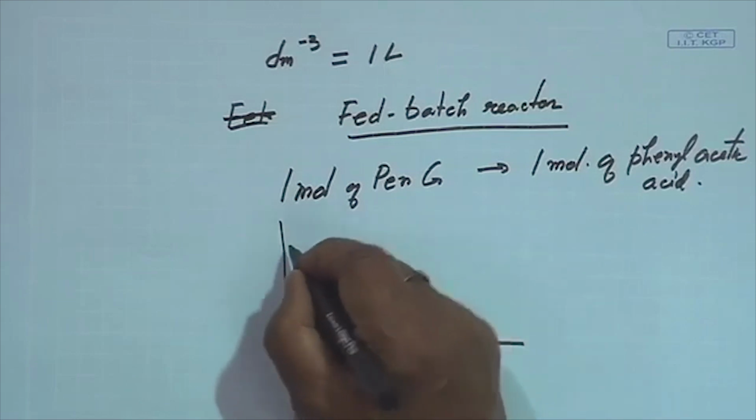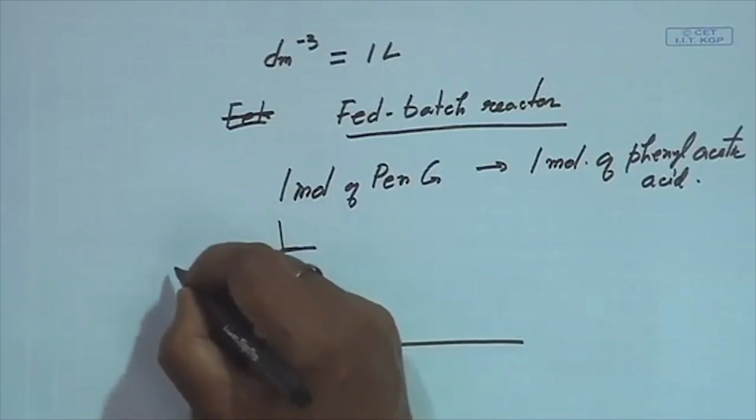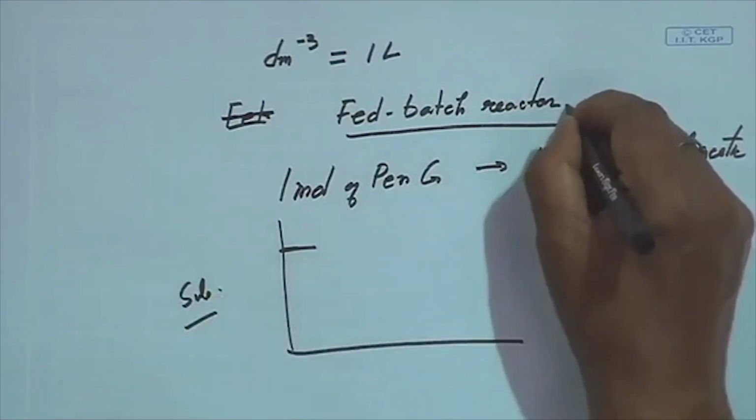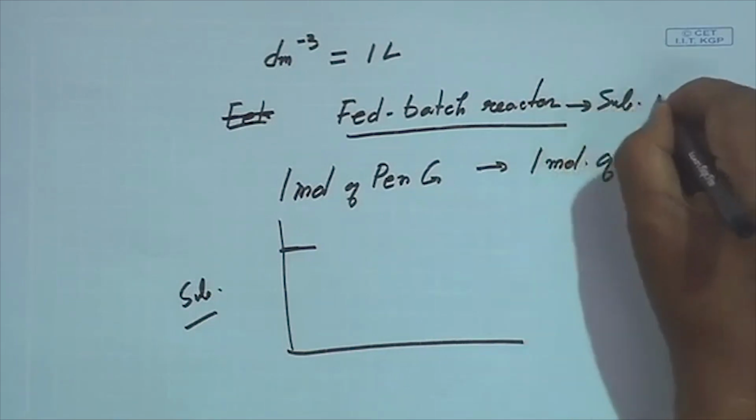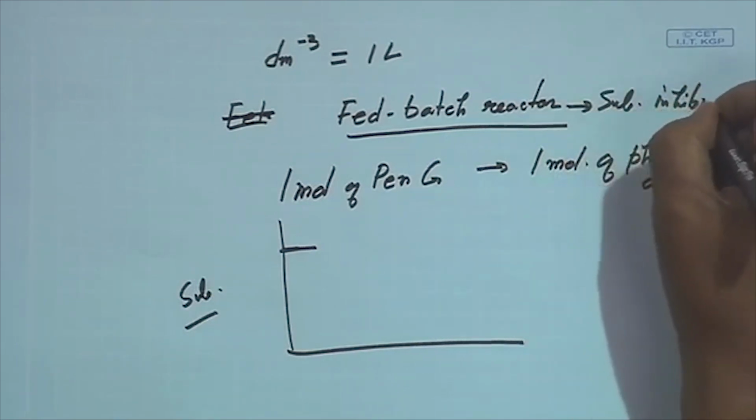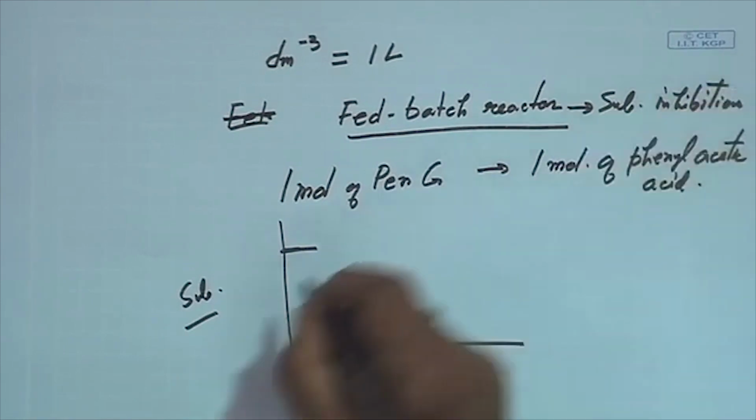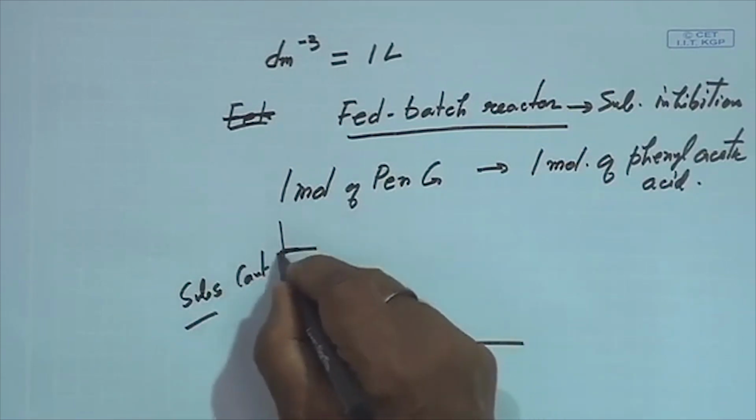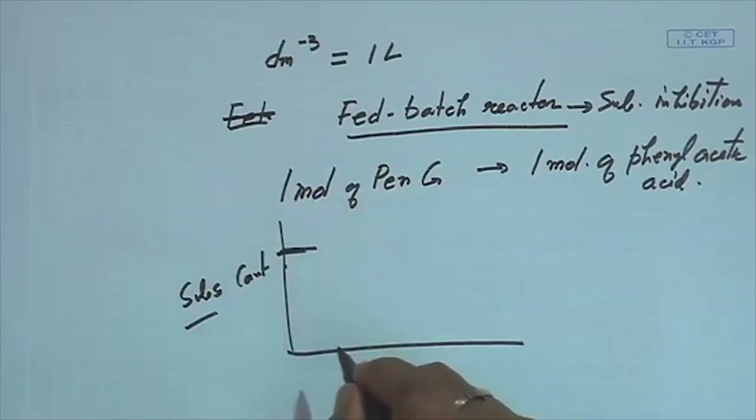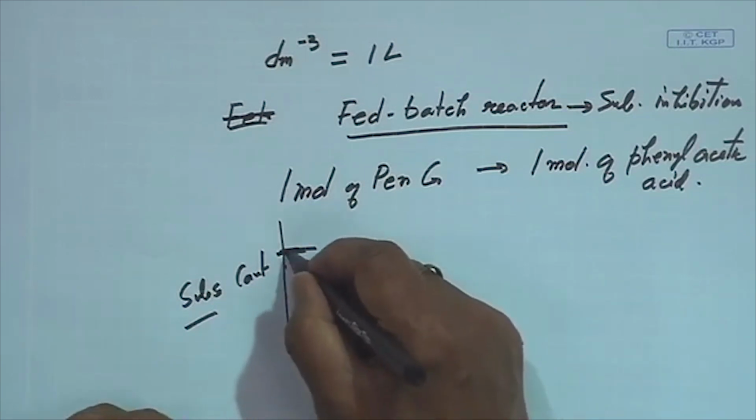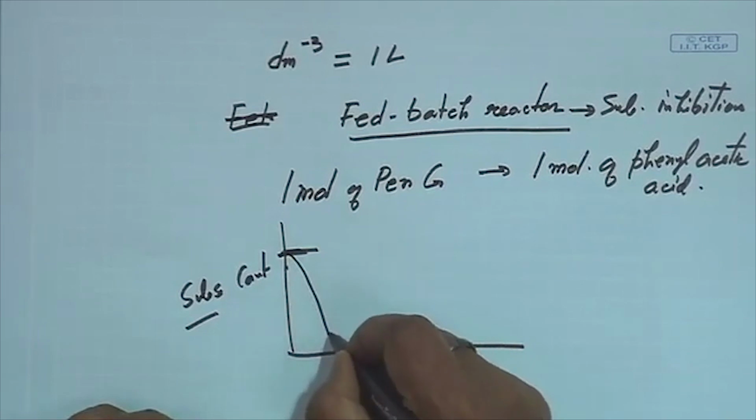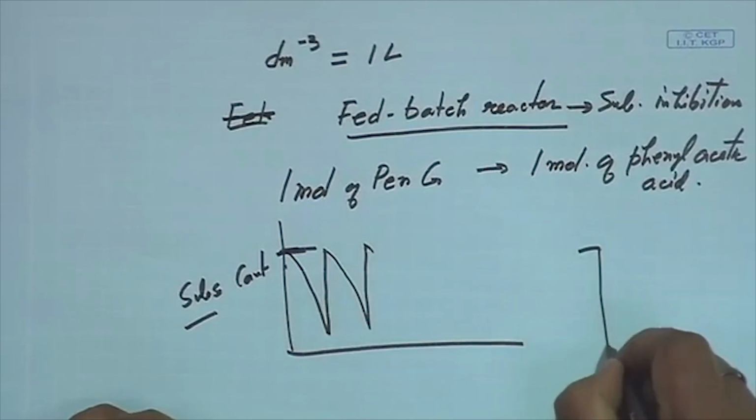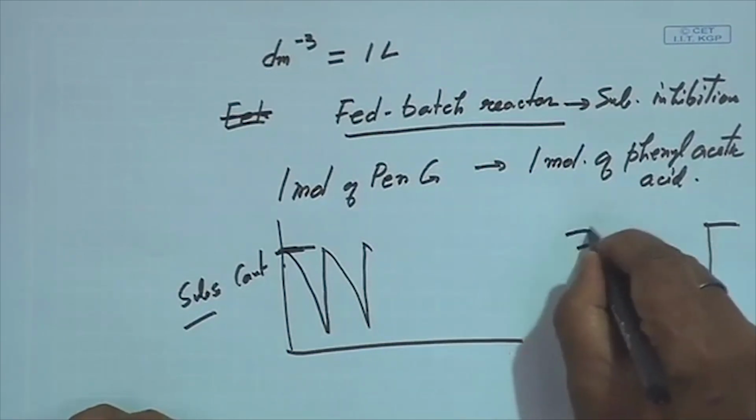Suppose there is a level, and you find out the substrate concentration, because the fed batch reactor is used in the case of substrate inhibition. Suppose the substrate concentration is below the inhibition level, and above this the inhibition takes place. So this concentration will keep on decreasing, then again increase, then again decrease, then again increase, like this. So this is a fermentation process.